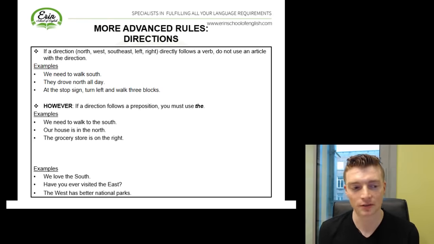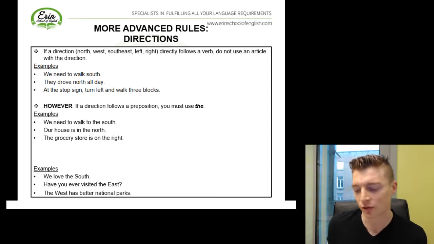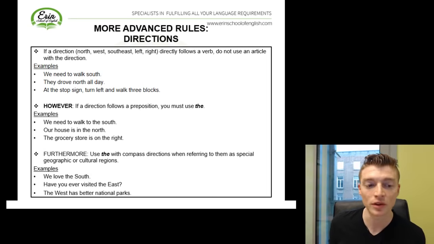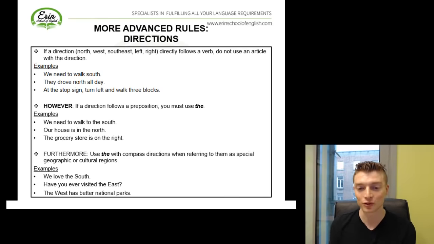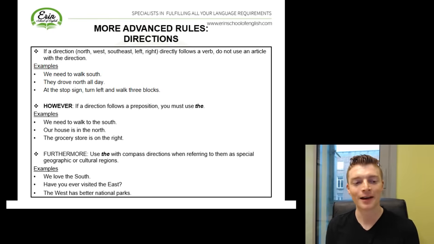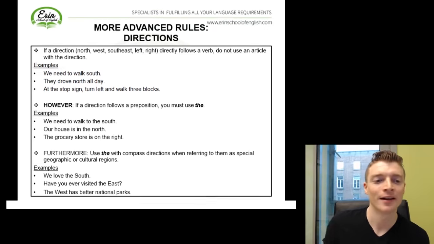So what do these sentences have in common? Once again, we have directions, but here we're talking more about a region, right? A cultural or a geographical region. So our final rule here is we use the with compass directions. So compass directions, north, south, east, west, when relating to them as special geographical or cultural regions. The south, we're talking about the region here. The east, the region. The west, okay? All right, very, very good.